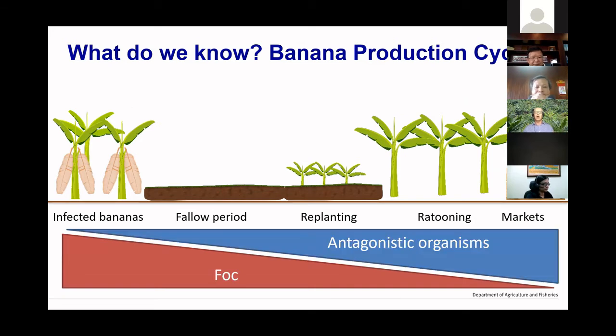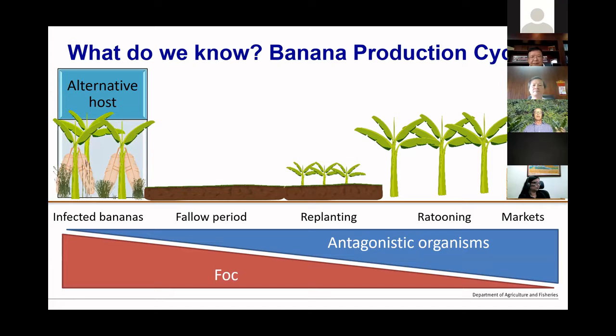What we also hope is that over the same period of time, we increase antagonistic organisms to help suppress the pathogen. Non-banana plants can have 3 roles in this production cycle. They may carry Fusarium through either to the next crop as alternative hosts.